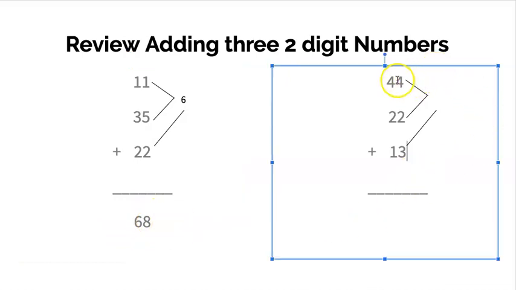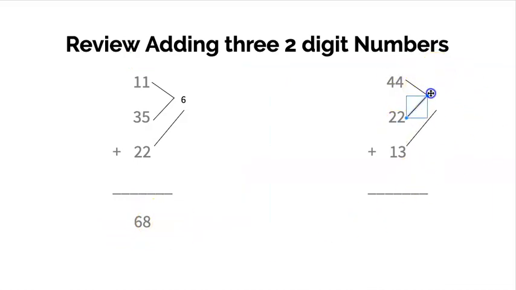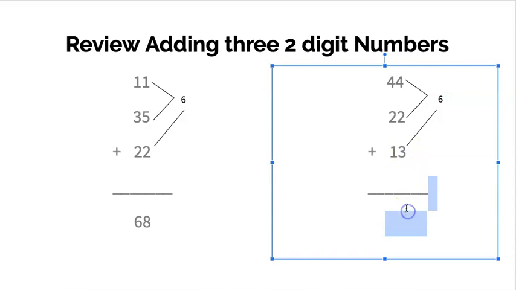Alright, this other one, 4 plus 2 gives you 6. And then 6 plus 3 more gives you 9. Alright, and then 4 plus 2 gives you 6 again, plus 1 more is 7. So your final answer would be 79.